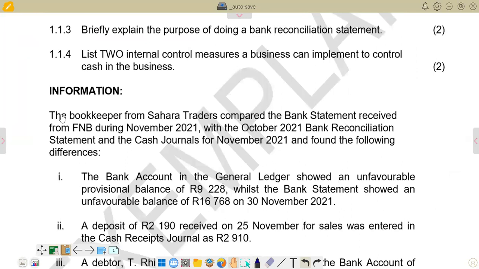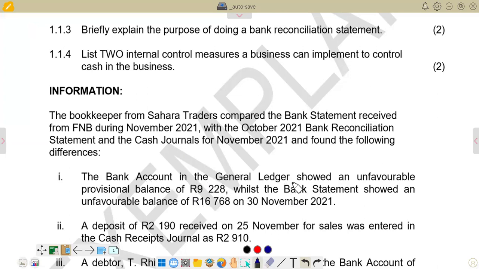So if you come at the beginning of the information that we are given, it says the bookkeeper from Sahara Traders compared the bank statements received from FNB during November 2021 with the October 2021 bank reconciliation statement and the cash journals for November 2021. It found the following differences. The first information says the bank account in the general ledger showed an unfavorable balance of 9,228 rands, while the bank statement showed an unfavorable balance of 60,768 rands on 30 November 2021. So what does it mean?